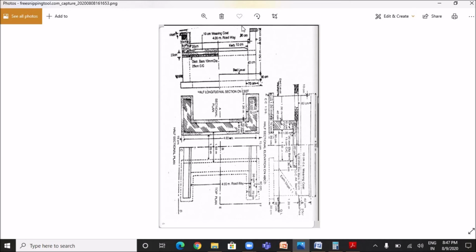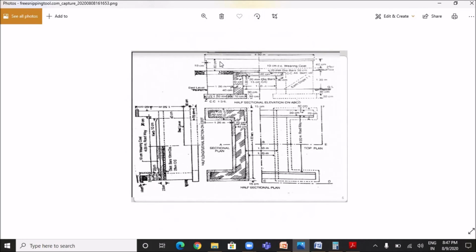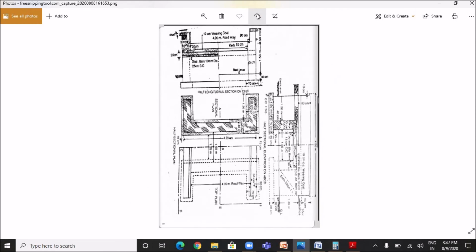So the total length of the coping is 4.9 meter, and now we have to find out its breadth. How we will calculate this? See, this side pointing work will be done. This projection is 10 centimeter. This height is 10 centimeter. This breadth is 40 centimeter and this height is 10 centimeter. So 10 plus 40 plus 10 plus 10. So total breadth is 0.7 meter.